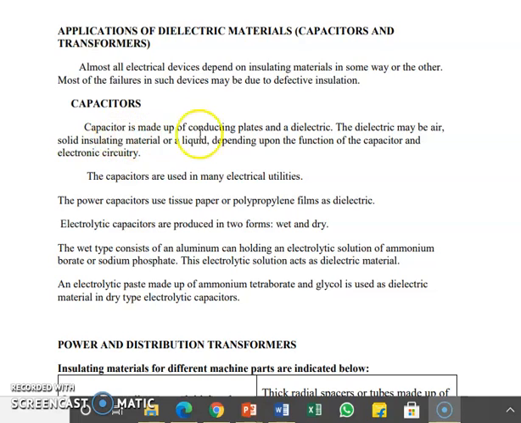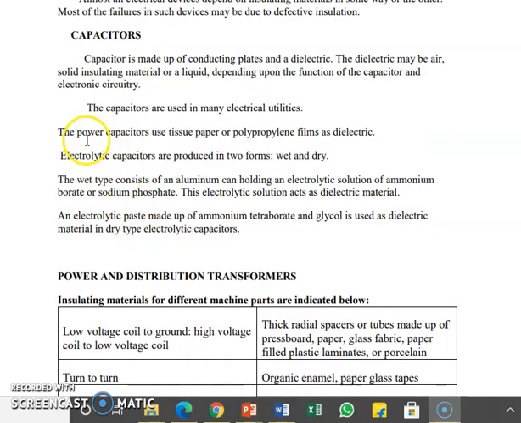A capacitor is nothing but conducting plates and a dielectric material. The dielectric material may be a solid, liquid or a gas, depending upon the function of the capacitor and electronic circuitry. The capacitors are used in many electrical utilities. There are different types of capacitors. If we take a power capacitor, they use tissue paper or polypropylene films as dielectric material.